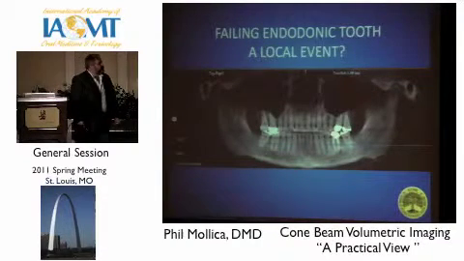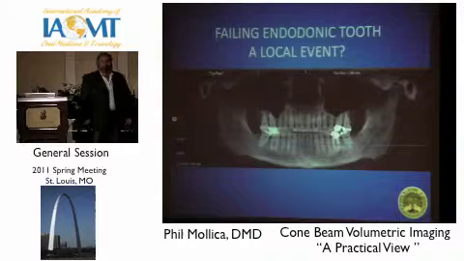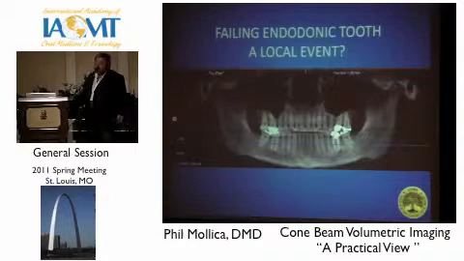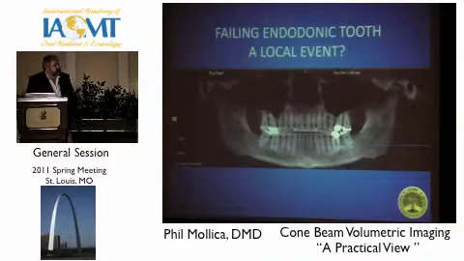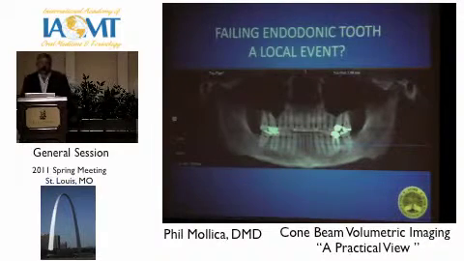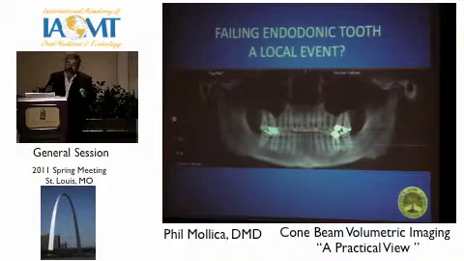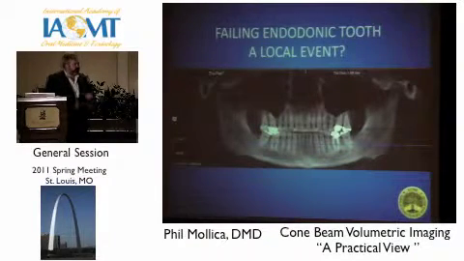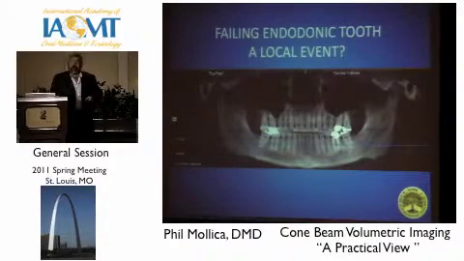This is a failing root canal tooth. Now, in the typical model, you take a look at this, we can see that failing root canal and that distal root there. A nice little ball. Well, how true is that?